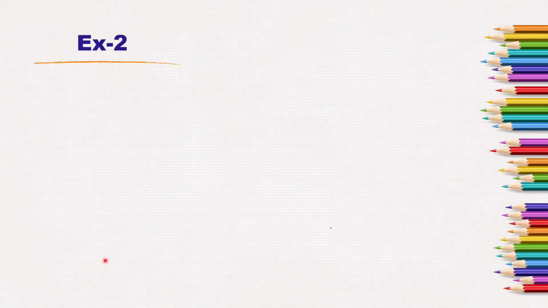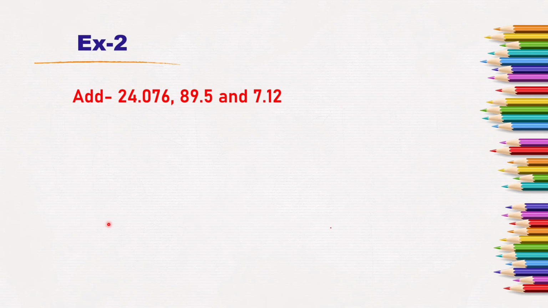Here, in this example, we'll have to add 24.076, 89.5 and 7.12. If you observe here, it is unlike decimal. After the decimal point, the number of digits are different in all the three numbers. Yes, the maximum number of digits is in the first number, that is 24.076. 3 digits is the maximum. So what do we need to do? We'll have to convert it into like decimals.